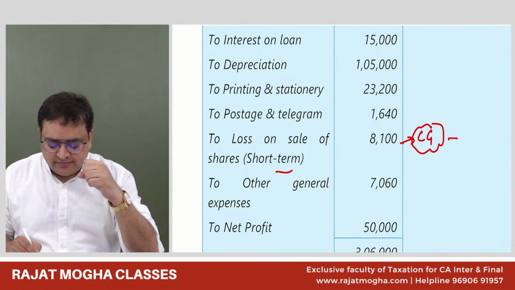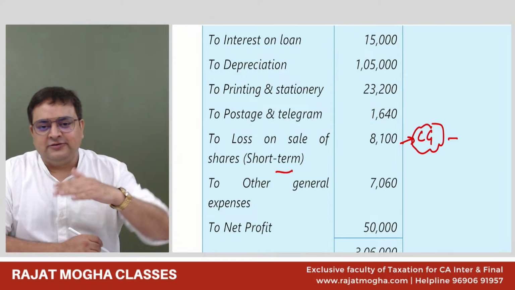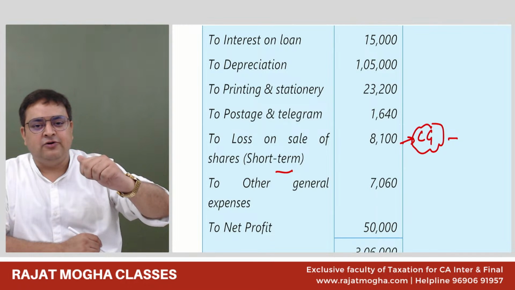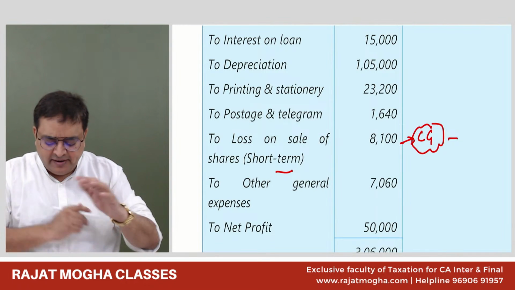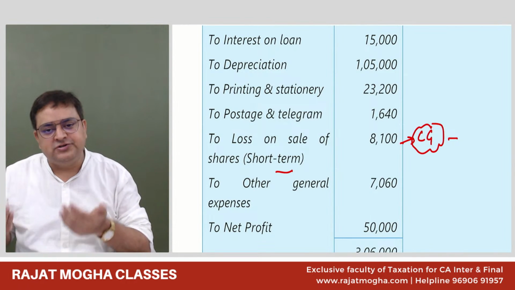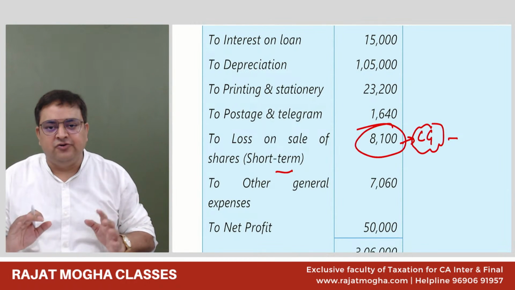And what about short term? Can it be set off from long term gain also, and short term gain also? Yes, it's a small brother, so it can take the help of long term as well as short term gain. But if this had been a long term loss, then it could be set off only against long term. As of now we don't need it, because right now we are more concerned with PGBP. The question is asking about PGBP income, so we'll simply disallow this, as it is not a business expense.